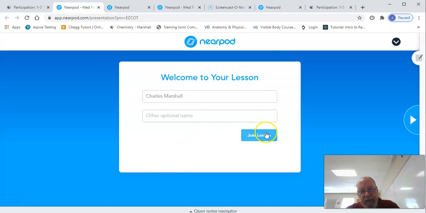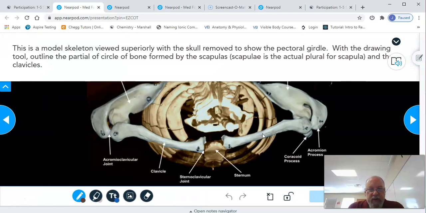And once you're here, joining the lesson, I've given you a skeleton. This is a fake skeleton, obviously, but it's a model skeleton viewed superiorly with the skull removed to show the pectoral girdle. And what I want you to do with the drawing tool is outline the partial circle of bone formed by the scapulas and the clavicles. Okay, so I'll give you a couple of minutes to do that.